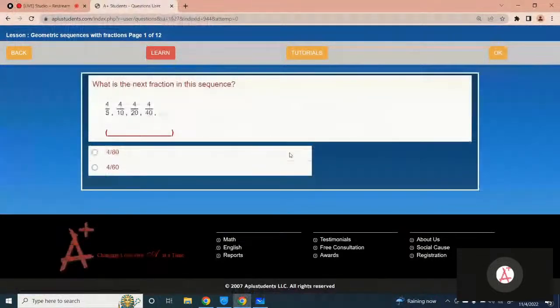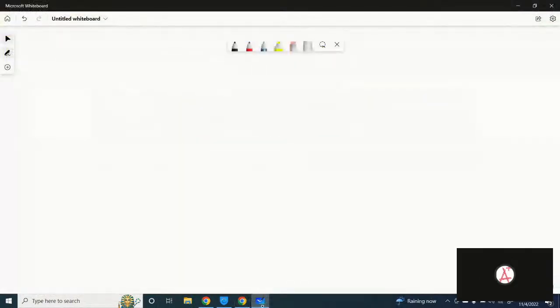Okay, now the next one is: what is the next fraction in the sequence? 4 by 5, 4 by 10, 4 by 20, 4 by 40. Okay, so which is the next term? Very good. It is 4 over 80.